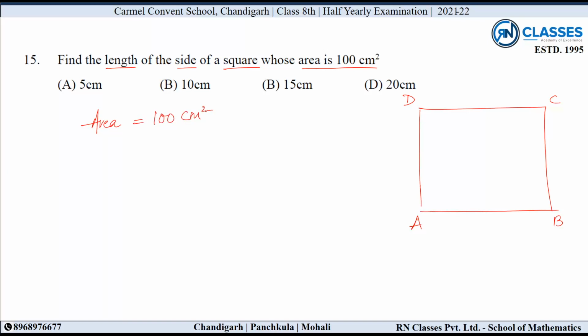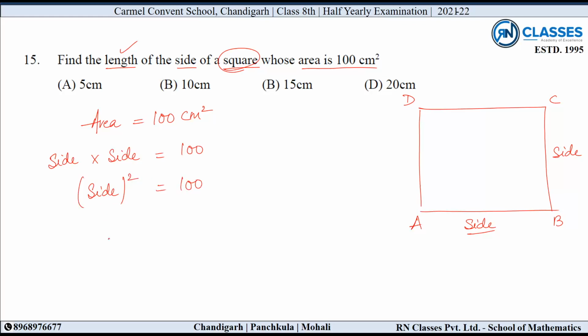Right. अब length of side निकालनी है. Let us take this as side AB. If this is side, so what will be BC? Because it is a square, all sides are equal, means this is also a side. And what is the area? Area is side into side or side square, which is equal to 100. Right? So side square is equal to 100.